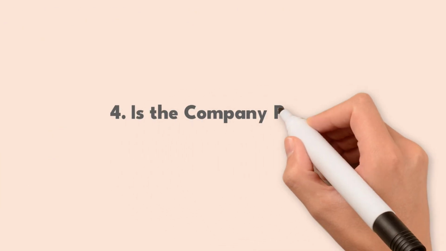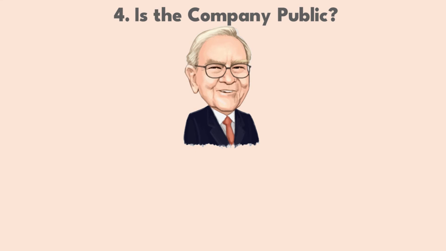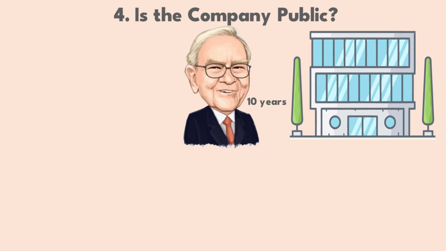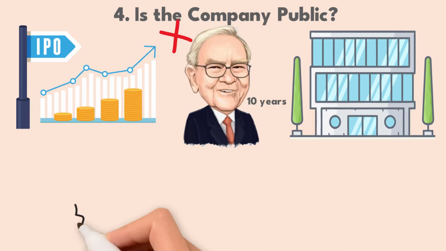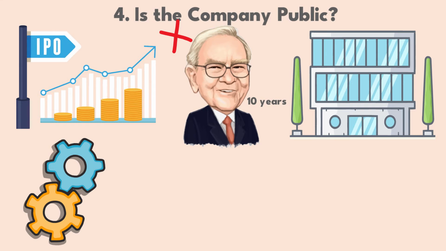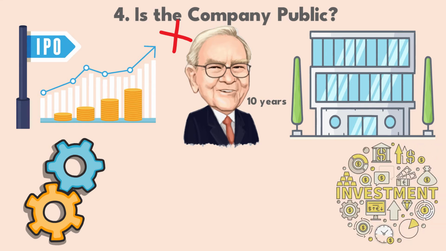Number 4. Is the company public? Buffett typically considers companies that have been around for at least 10 years. As a result, most of the companies that have had their initial public offering, IPO, in the past decade would not get on Buffett's radar. He says that he does not understand the mechanics behind many of today's technology companies and only invests in a business that he fully understands.